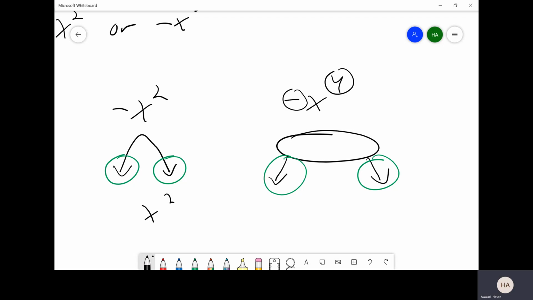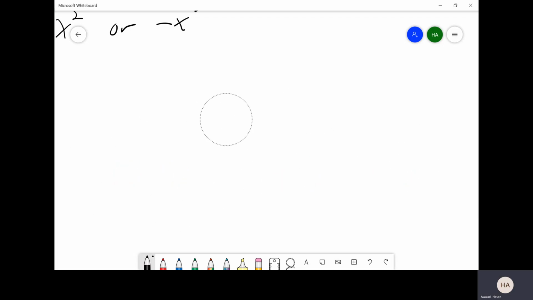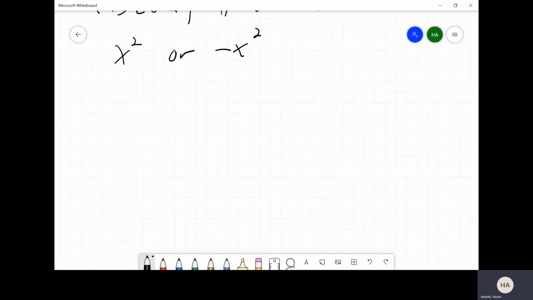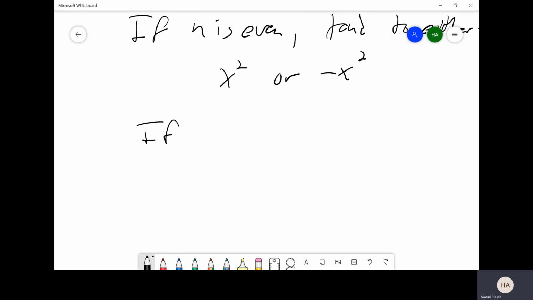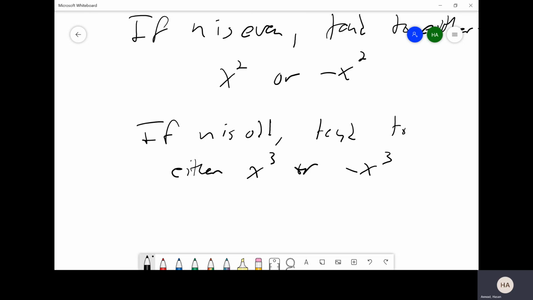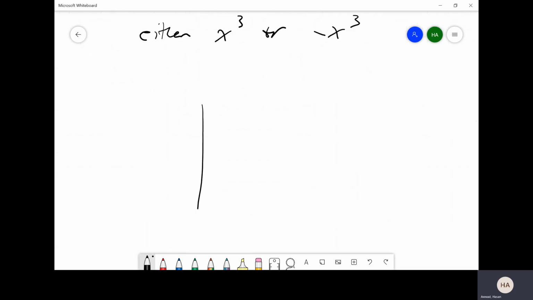Okay? So with that being said, those were the first two cases. And the second two cases, if you understand that, then this part should be fairly easy as well. So if n is odd, so if your exponent is odd, then it'll tend to either x cubed or negative x cubed. And remember, we just graphed x cubed, right? X cubed is this graph right here where you have essentially one leg going off to positive infinity and one leg going off to negative infinity.